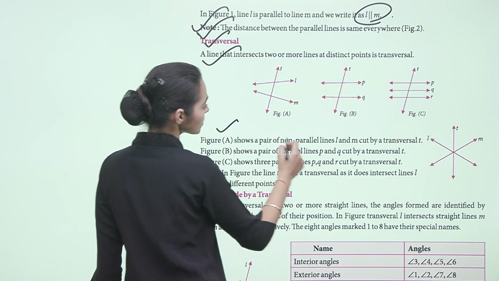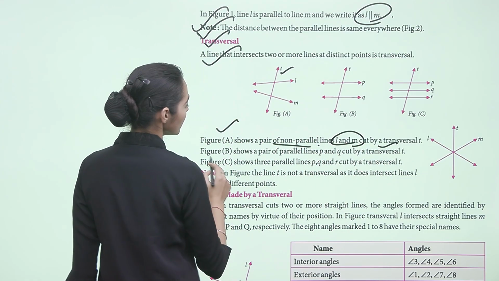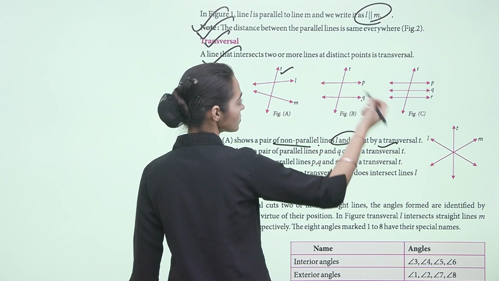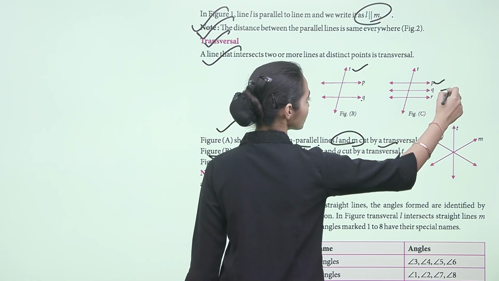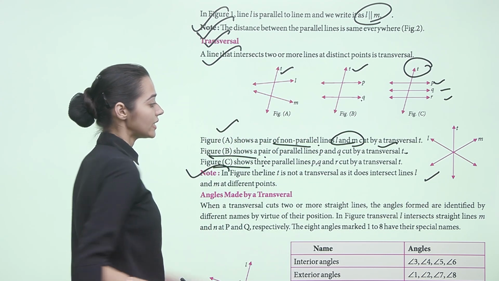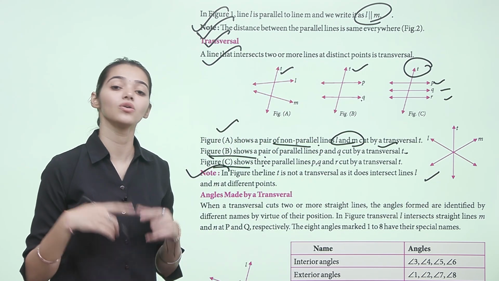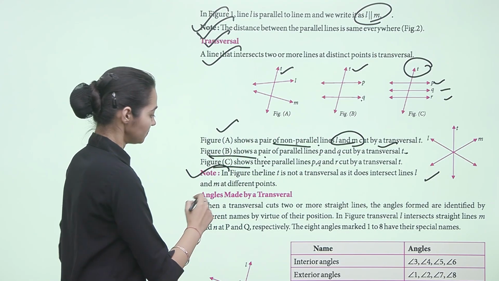So here figure A shows non-parallel L and M cut by a transversal T. Figure B shows a pair of parallel lines which are cut by a transversal T, and figure C shows three parallel lines which are cut by a transversal T. So in these figures the line T is what? This is not a transversal. It does not intersect L and M at different points.